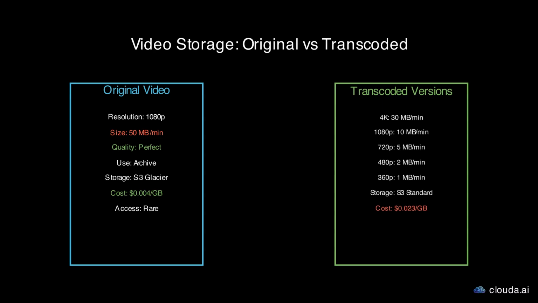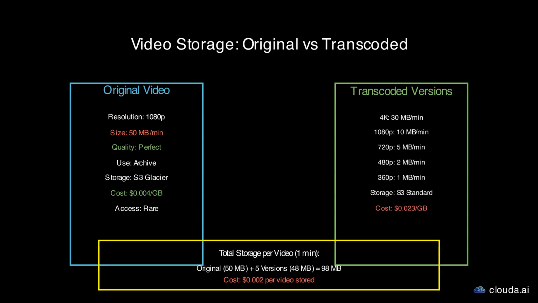The first trade-off is original versus transcoded storage. We store the original 1080p video at 50 megabytes per minute in S3 Glacier for archival at just $0.004 per gigabyte. This is rarely accessed but needed for re-encoding or legal compliance.